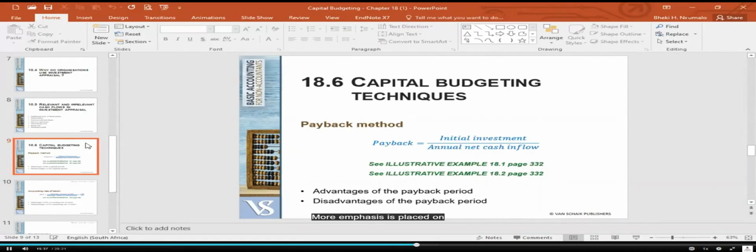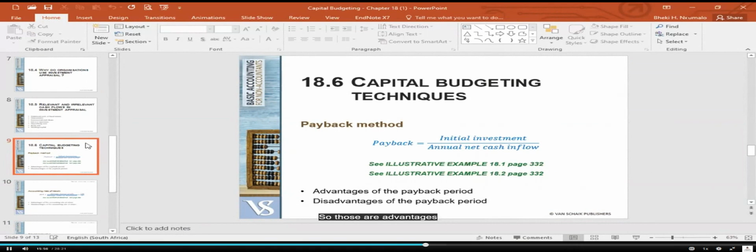Disadvantages of the payback period: the time value of money is ignored, and the cash flows that come after the payback period has been met are ignored. So those are the advantages and disadvantages of using it. Then the next activity that they're given here on page 332 is an example, which is 18.2.